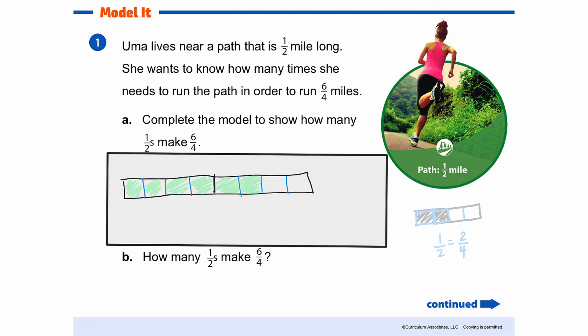So that means every 2/4 is 1/2. So here's half a mile, and half a mile. So how many half miles is she going to have to run? Well, 3, because I've done 3 jumps here. I've divided 6/4 into half groups. Okay.